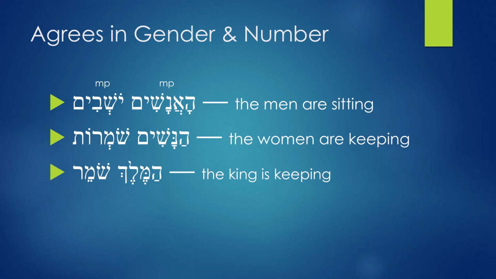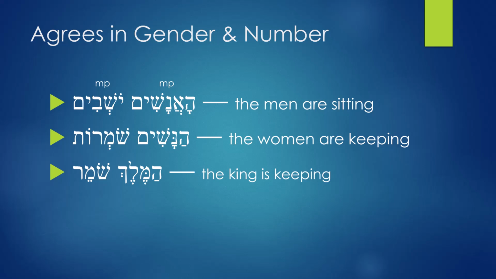Now we're saying participles agree with their subject in gender and number. Ha'anashim is masculine plural, and yoshvim is masculine plural. You can tell the ending is the same. You have im and im. So the participle, when it's functioning as an adjective, is going to agree in gender and number.